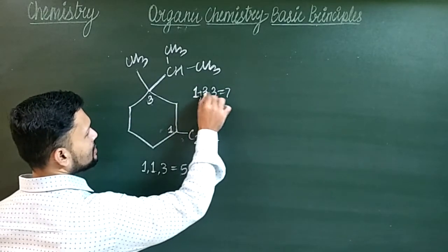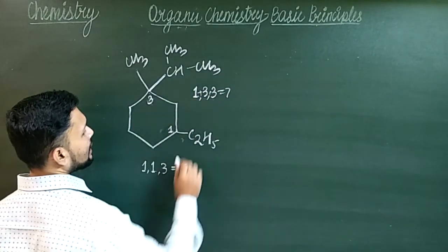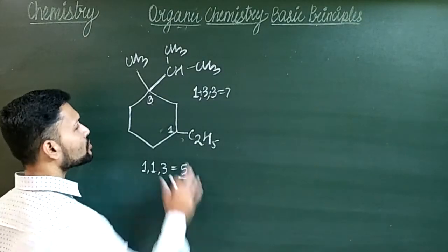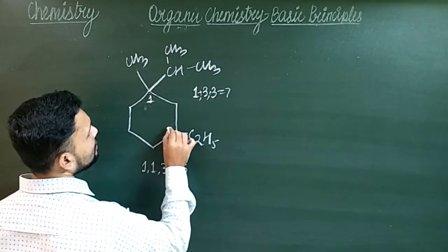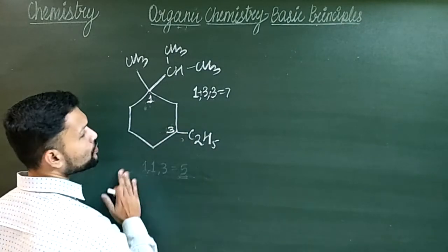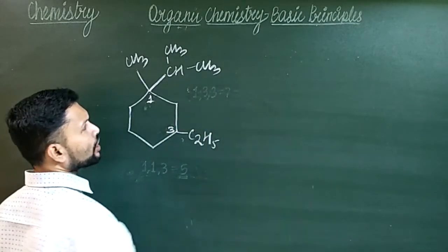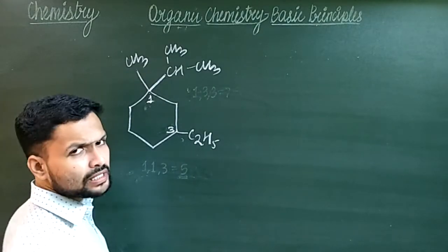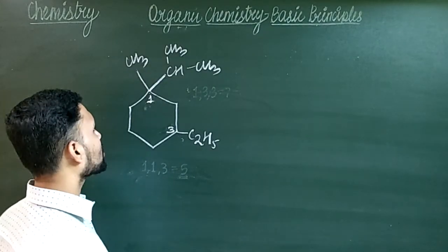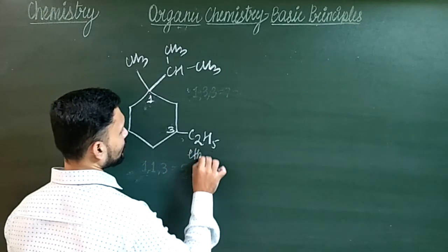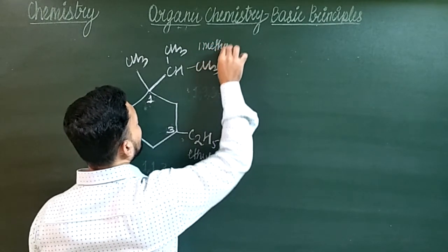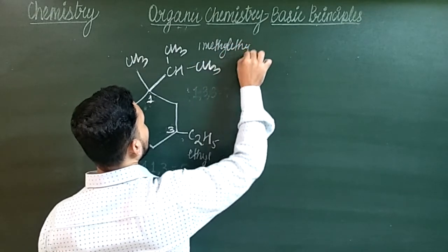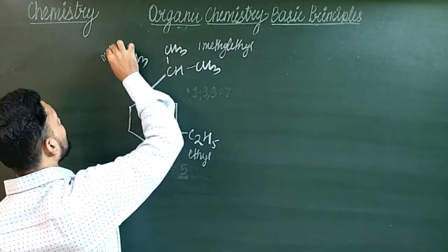So just add, simple. The total is more here, and we want the lowest locant rule. So remember, this will be the first one and this will be the third one. Hope everyone has got this. Now you have to number it and write it in alphabetical order. This is ethyl. This is 1-methyl, 1-ethyl, and this is a simple substituent, methyl.